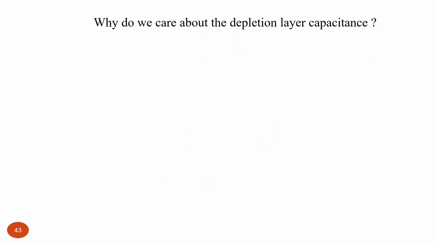So now you may also ask why we care so much about this depletion layer capacitance.